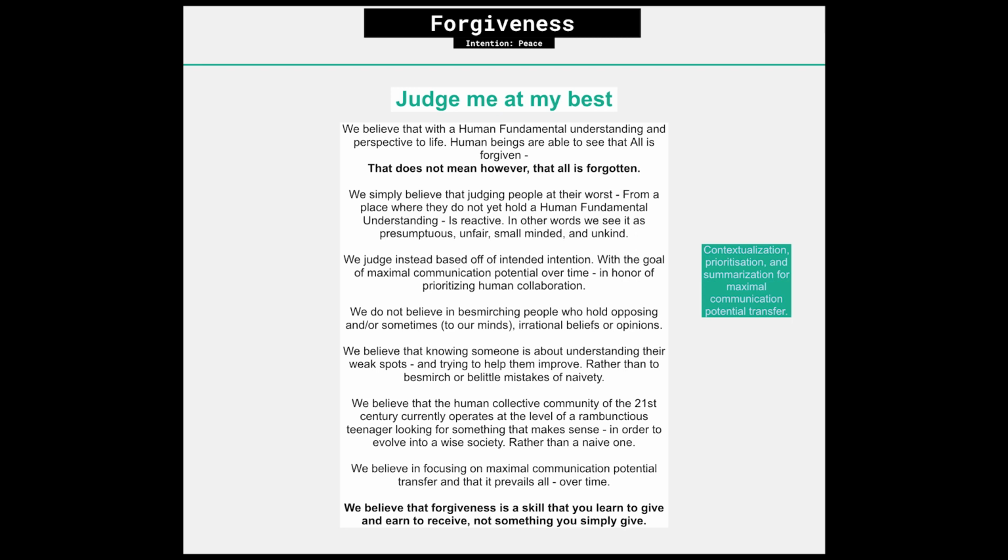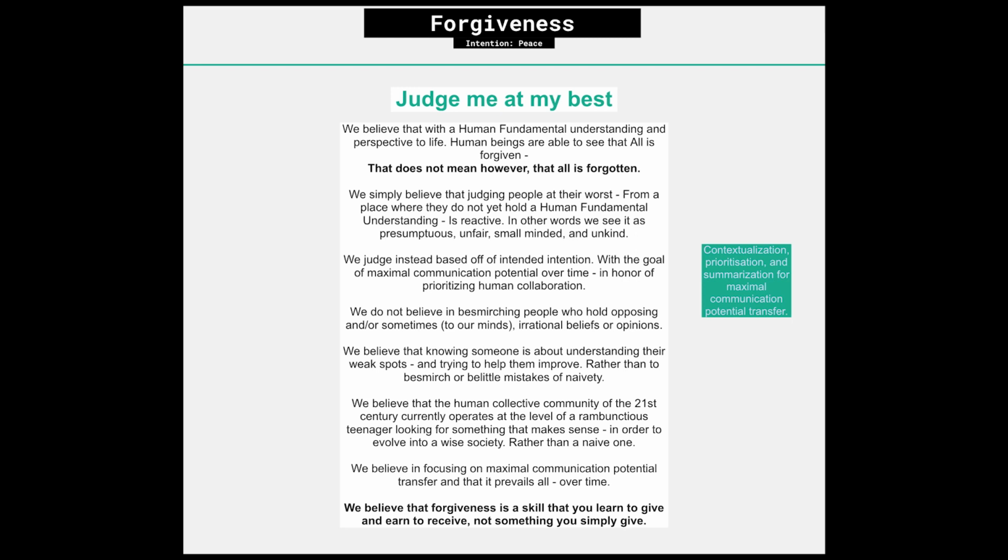in honor of prioritizing human collaboration. We do not believe in besmirching people who hold opposing views and or sometimes, to our minds, hold irrational beliefs or opinions. We believe that knowing someone is about understanding their weak spots and trying to help them improve, rather than besmirching or belittling mistakes of naivety.